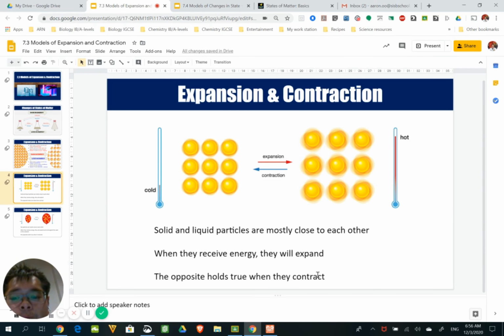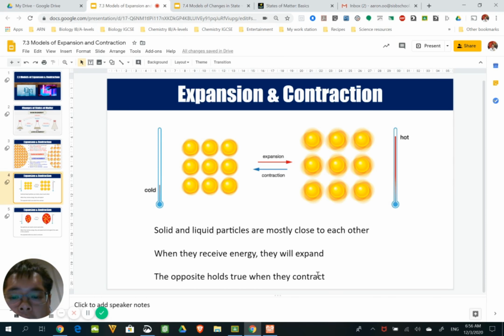You will expand because your particles vibrate. And when they vibrate, they overcome certain forces of attraction, which we will talk about in a later lesson. Yeah. And of course, the opposite holds true when they contract. Why do I emphasize this? It is because if you cannot remember one, you just remember the opposite of the process. It is just a play of English where you just substitute the words, more to less, expansion to contraction, if you get what I mean.